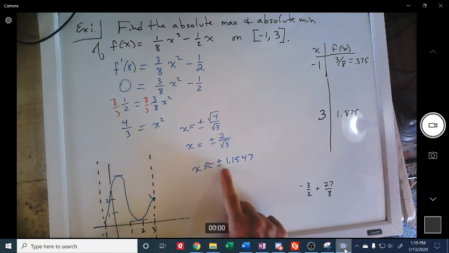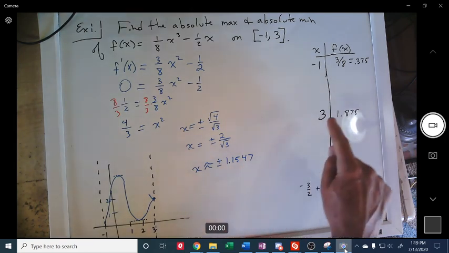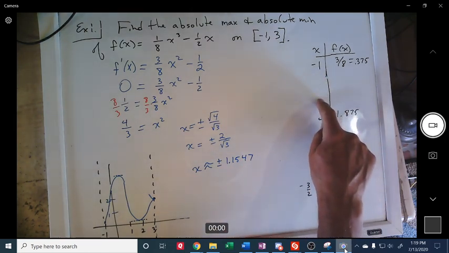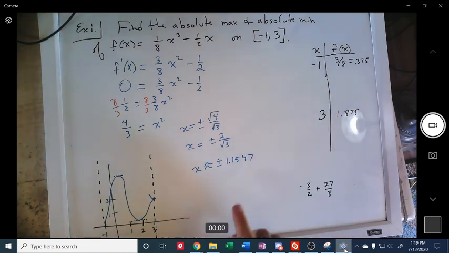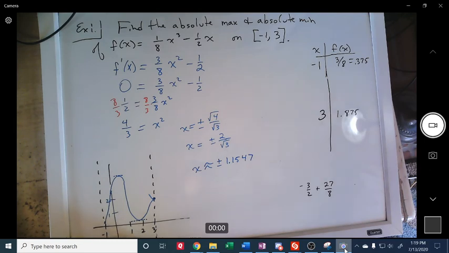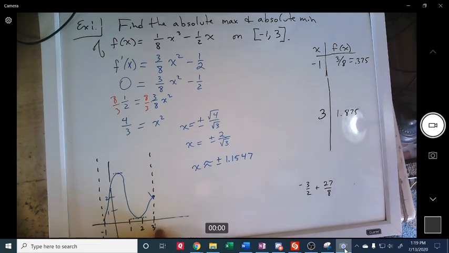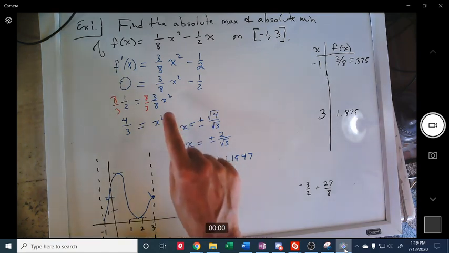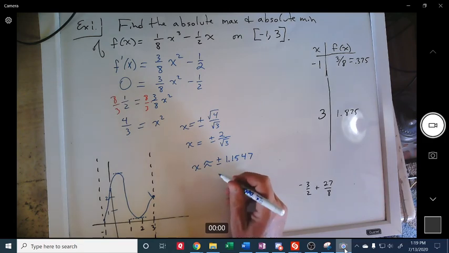Now, do I want to put both of these into this table? Well, if I put the positive 1 in, that for sure is in between this interval of -1 and +3. But the negative of this is to the left of -1. It's outside of the region of interest, so I don't even bother with that one. You only take the, now these are what we call the critical points.